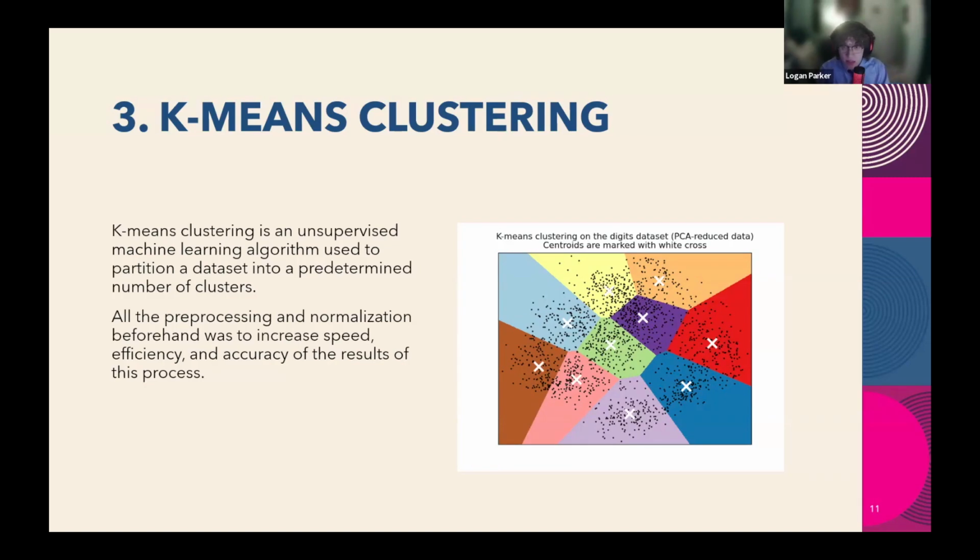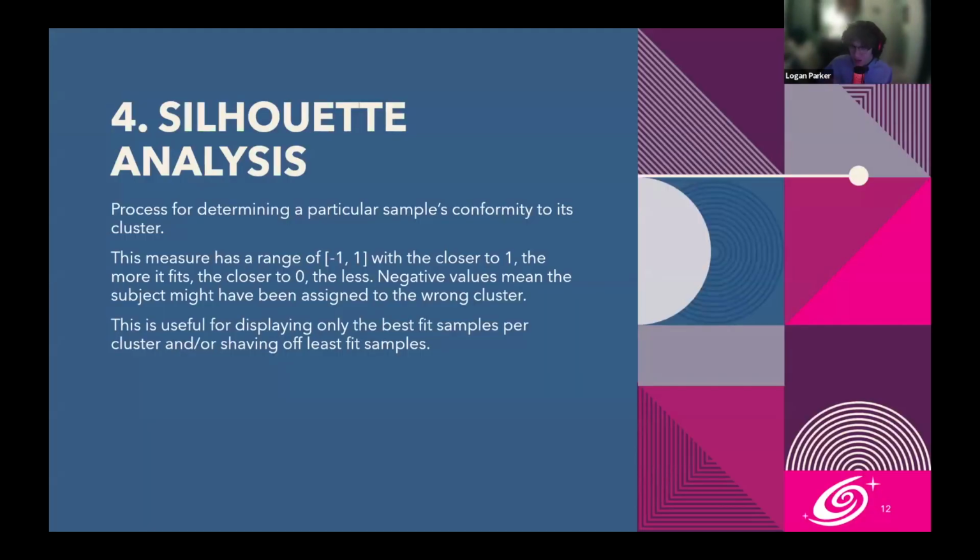Our last bit here is a feature of k-means called silhouette analysis. When clustering, every sample is given a score between -1 and 1. The closer that score is to 1, the more fitting it is to the cluster. The closer to 0, the less fit it is in the cluster. And a negative value means that it's probably within the wrong cluster. It's best used for trimming out values that are not fit for clusters and showing the best values.